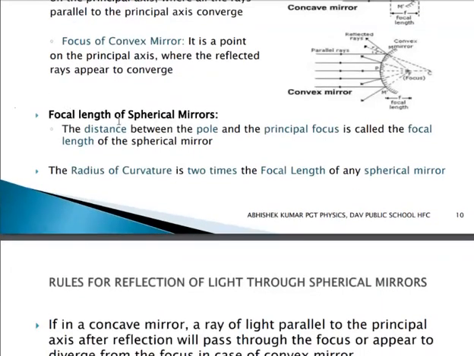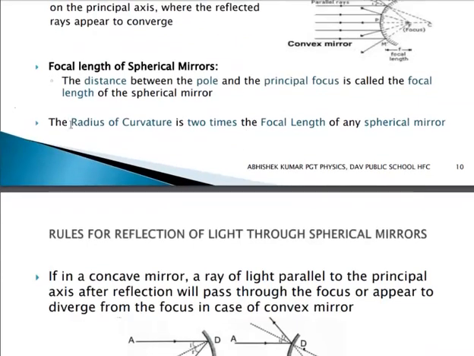Next topic is focal length of the mirror. It is defined as the distance between the pole and the principal focus of the mirror, called the focal length of the spherical mirror, and it is denoted by a small letter f. Small f is used to represent focal length, and capital F is used to represent the principal focus itself.